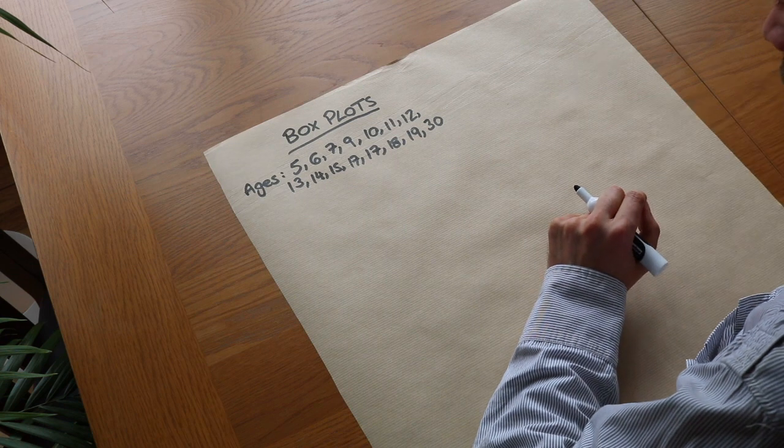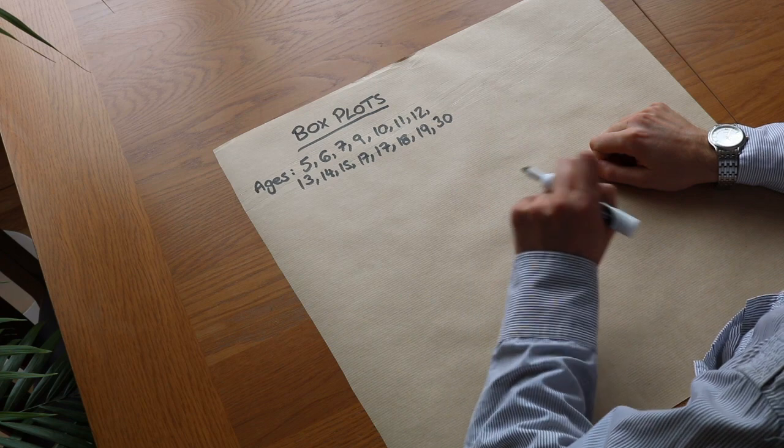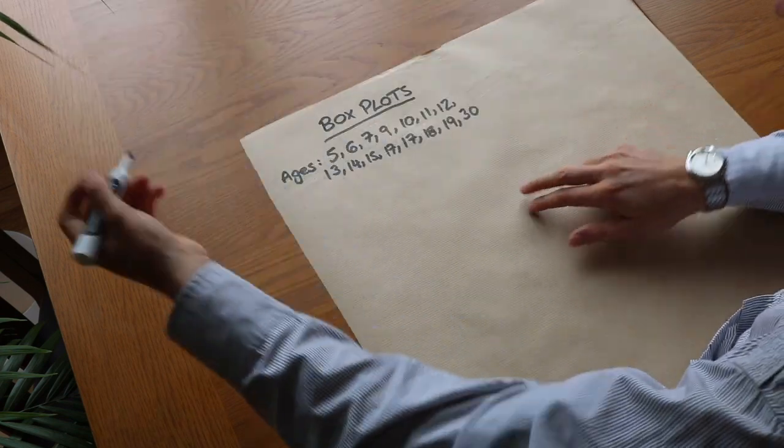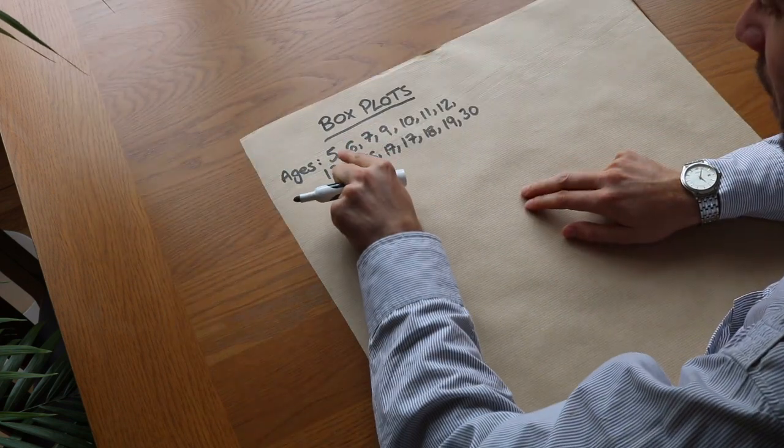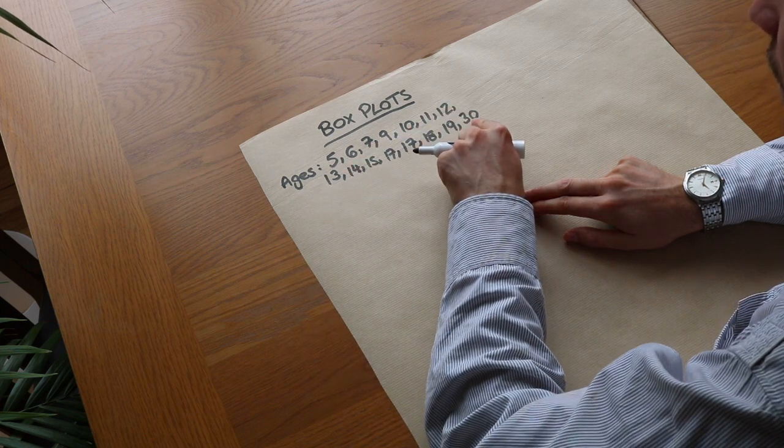So let's remind ourselves from the previous video how we find quartiles from the data. And if you haven't seen that video yet, can I recommend that you watch that first. So let's count the number of items we have. 1, 2, 3, 4, 5, 6, 7, 8, 9, 10, 11, 12, 13, 14, 15.